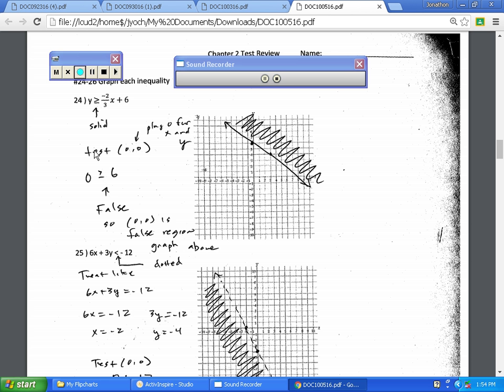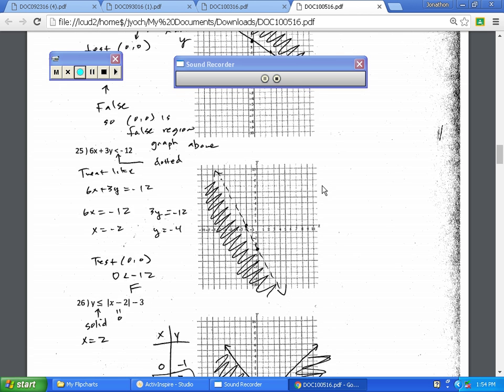If I have y is greater than some line, I'm probably going to shade above. But if you plug 0 in for x, 0 in for y, you're going to get 0 is greater than or equal to, that's 0, so it's just 6. That's a false statement. So 0, 0 is right here, and that region is not true, so I shade the region above the line.